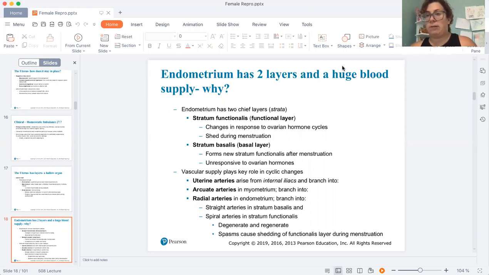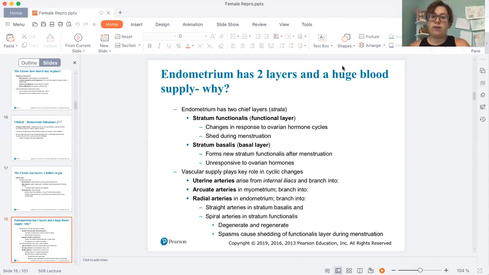But just like in the testes, how we have those daughter A cells that always stay as the stem cells, and daughter B cells that become sperm, it's kind of the same idea here, but a little bit different. So we have the stratum basalis, or the basal layer, and that forms a new stratum functionalis after menstruation. It's unresponsive to ovarian hormones. Its purpose is just to be there to keep it all going over and over again.